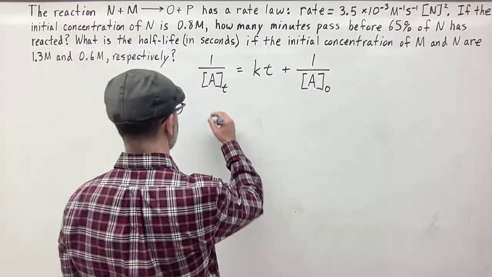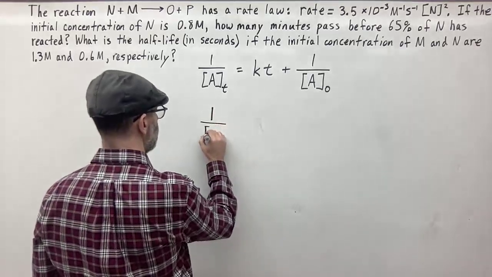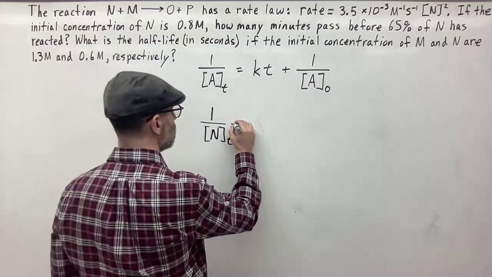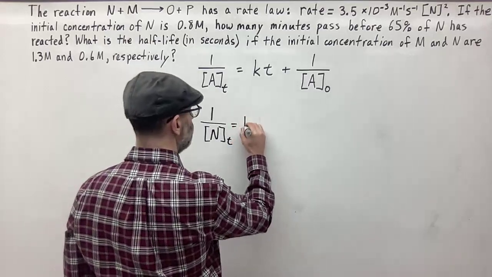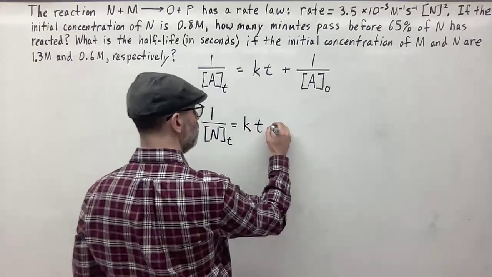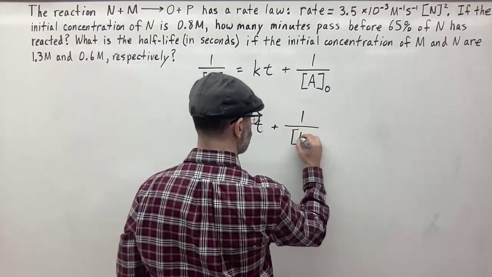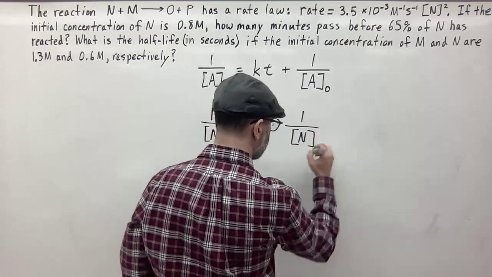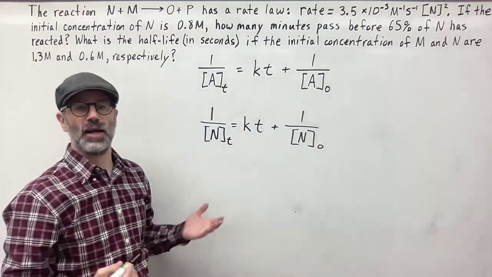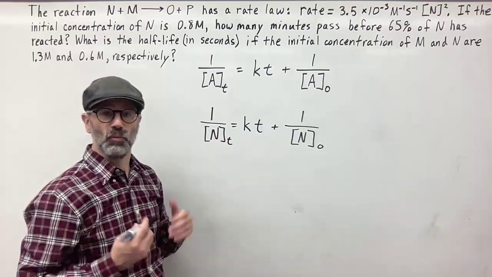So we can rewrite this as 1 over the concentration of N at time t is equal to the rate constant times the time t plus 1 over the initial concentration of N. So there's the equation. This is our integrated rate law. Now all we need to do is plug in the information that we know. We're looking for the time.